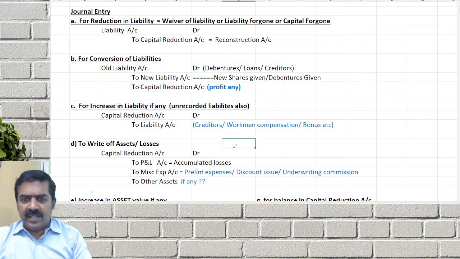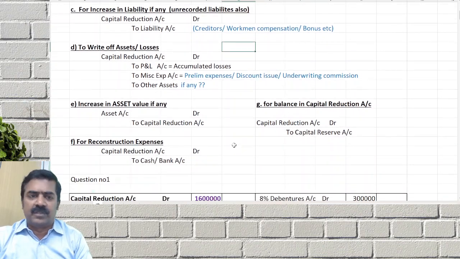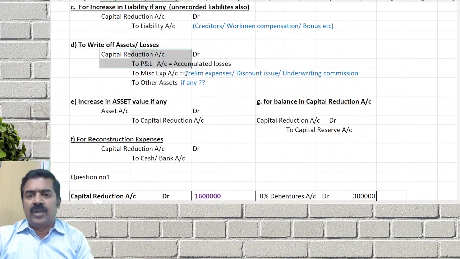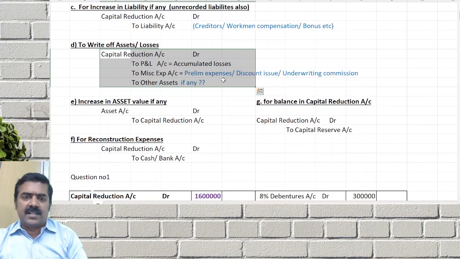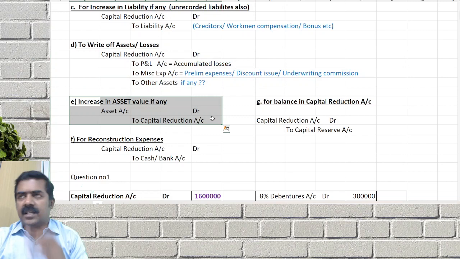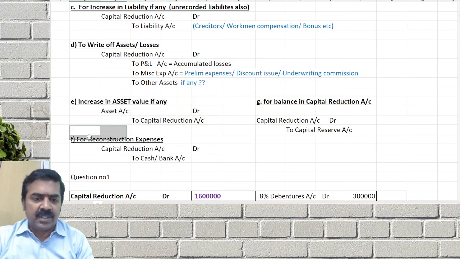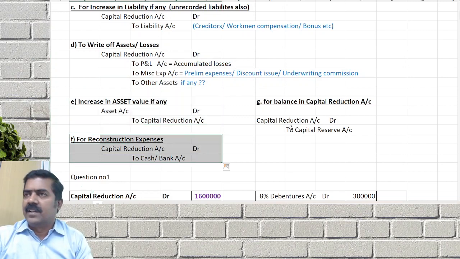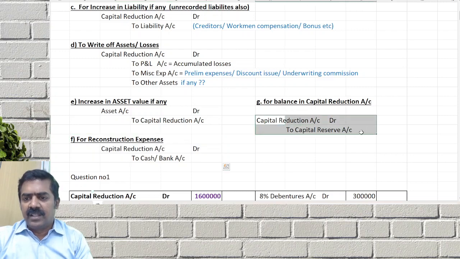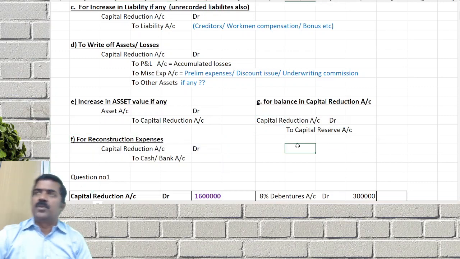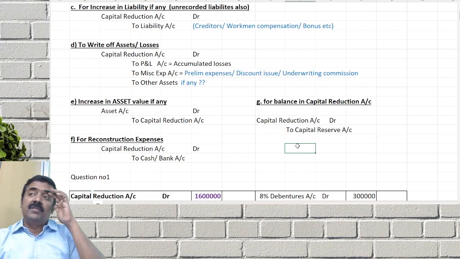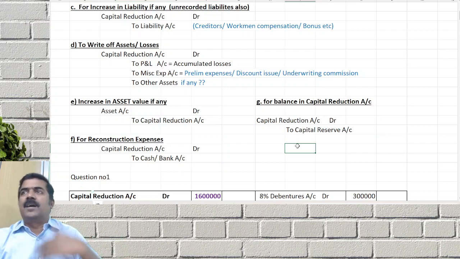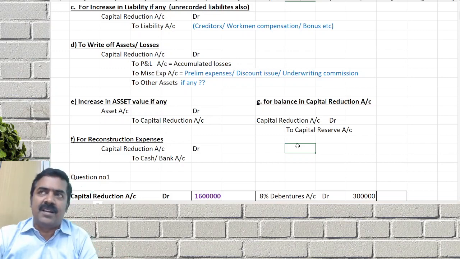If there is any unrecorded liability to be brought into the books of accounts, then to write off losses, capital reduction is debited, to various losses, assets, etc. There is an increase in asset, to capital reduction. If there is a reconstruction expense, capital reduction to cash or bank. If there is any balance, it can be transferred to capital reserve. Then, in the question they can give you, for the purpose of working capital, the company issued new shares, new debentures, and the money they would have given you, pass the entry.